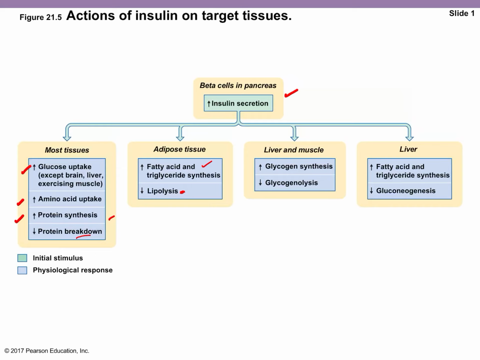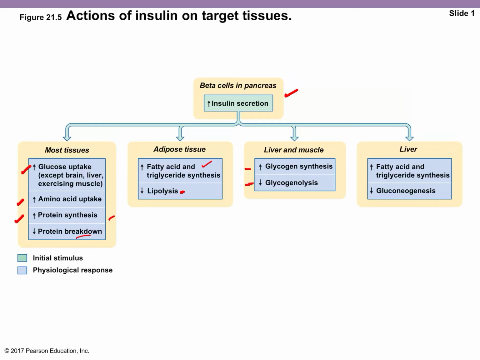So we're going to inhibit lipolysis. In our liver and muscle, because they both have glycogen, insulin is going to increase your glycogen synthesis. So it's going to prompt glucose coming into those cells. It's going to promote those glucose molecules being linked up to make glycogen. And it's going to inhibit your glycogenolysis, right? It's going to stop the breakdown of glycogen.